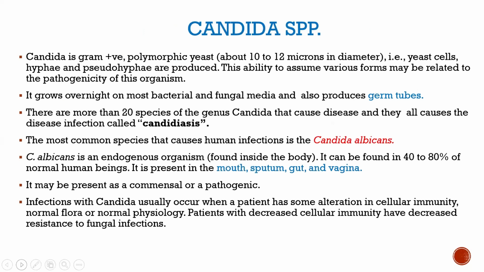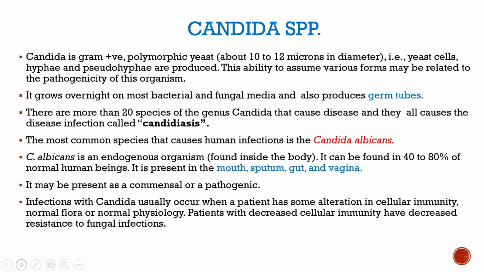So Candida is a gram-positive polymorphic yeast that measures about 10 to 12 microns in diameter. Okay? Polymorphic means that it can exist in different forms. Number one, it can exist as yeast cells, and it can exist as hyphae or pseudohyphae. This ability to assume various forms may be related to the pathogenicity of this organism. The ability to change to different forms in different environments may be why they are able to penetrate the host and cause infections.